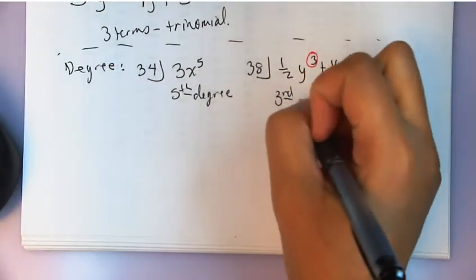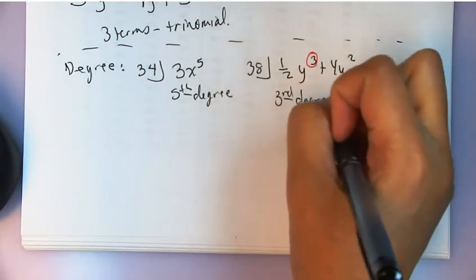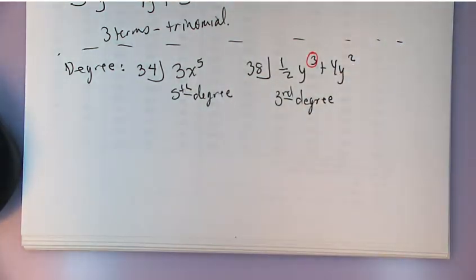And if I wanted to complete the classification, I would say the third degree binomial. Binomial because it has two terms. So I would say third degree binomial. But we're not saying that because we don't want to, again, change up the directions. Let's do number 42.